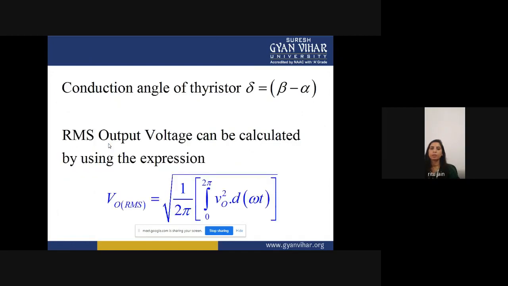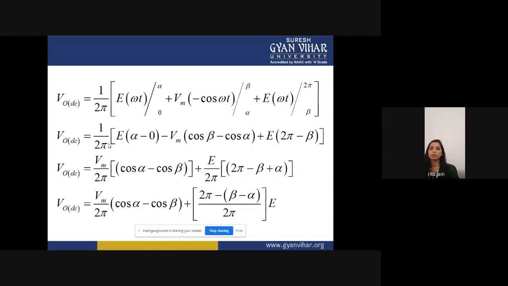This is the RLE output voltage, conduction angle, which is given by delta, which is equal to beta minus alpha. And the RMS output voltage can be calculated by using the expression V naught RMS is equal to 1 upon 2 pi integration 0 to 2 pi V naught square into d omega. So this is the expression by which you can easily calculate the output DC voltage for half wave controlled converter with RLE load.